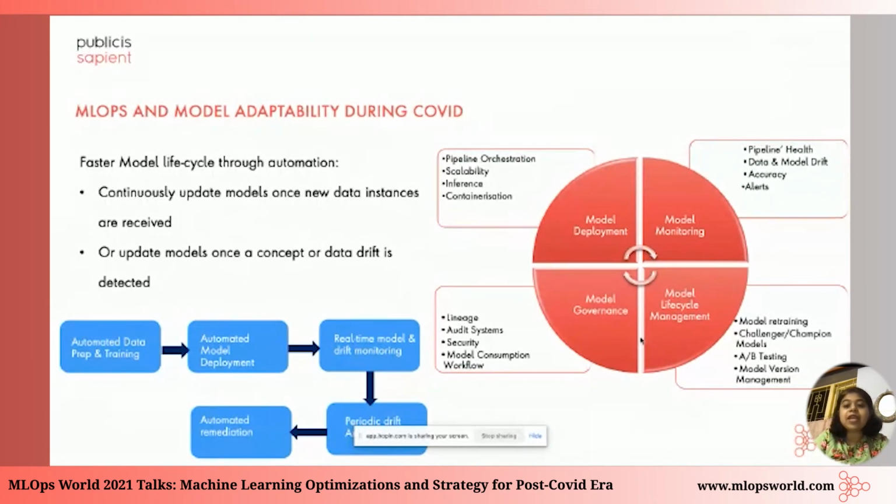And this doesn't end. We have to maintain everything in terms of lineage. Apache Atlas, integrate with that. Have audit systems and security built into your MLOps pipeline. Have workflow consumption techniques, showing how the model is getting consumed in the workflow. So in other words, if we want to summarize, it is automated data preparation and training, followed by model deployment, real-time model and drift management, periodic drift management, and automated remediation. We should have remediation techniques. DevOps and data scientists, everybody should be aware of how to do that.